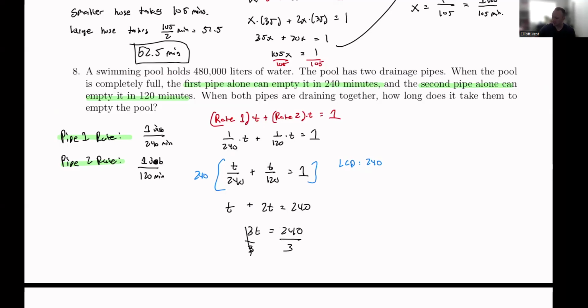Notice how once I get to here, I'm kind of just snapping through it, right? Because once you feel more comfortable in these sorts of equation parts, you kind of already know what to do for these problems. And T equals 80 minutes. Does that make sense? We have one pipe that takes 240 minutes, one pipe that takes 120 minutes. We combine those pipes together, it should be faster work, right? If we're doing both together, it should be faster to do it.